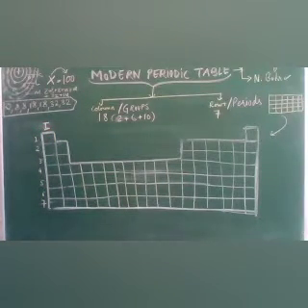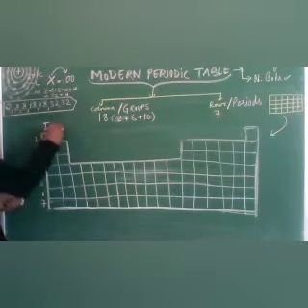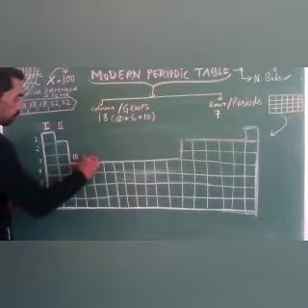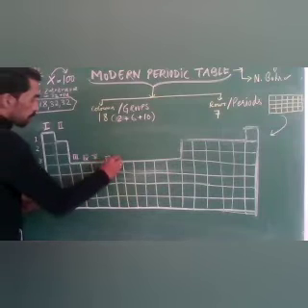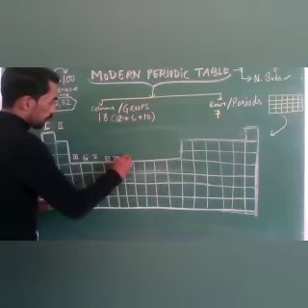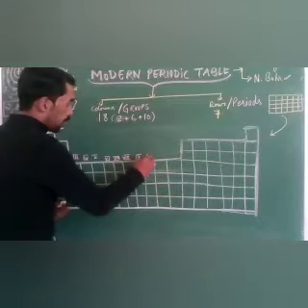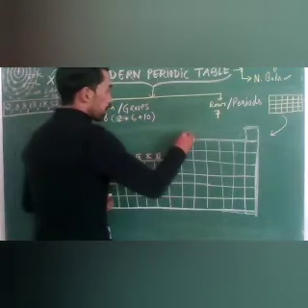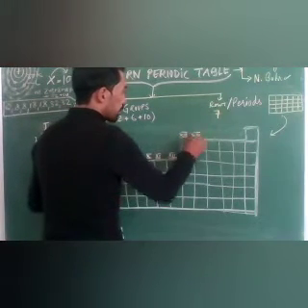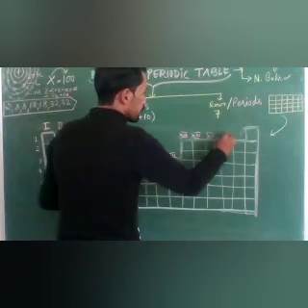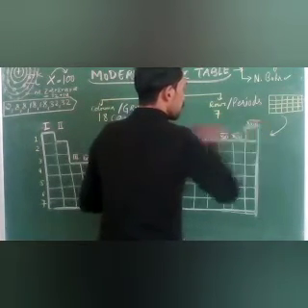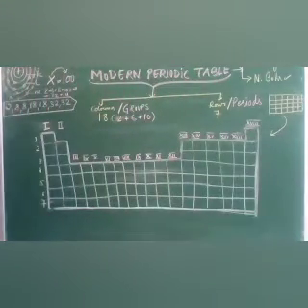How to write in Roman, do you know? Yes, sir. This is 1, this is 2, then this is 3, 4, 5, 6, 7, 8, this is called Roman, 9, 10, 11, 12, 13, 14, 15, 16, 17, and 18. So total how many columns are there?